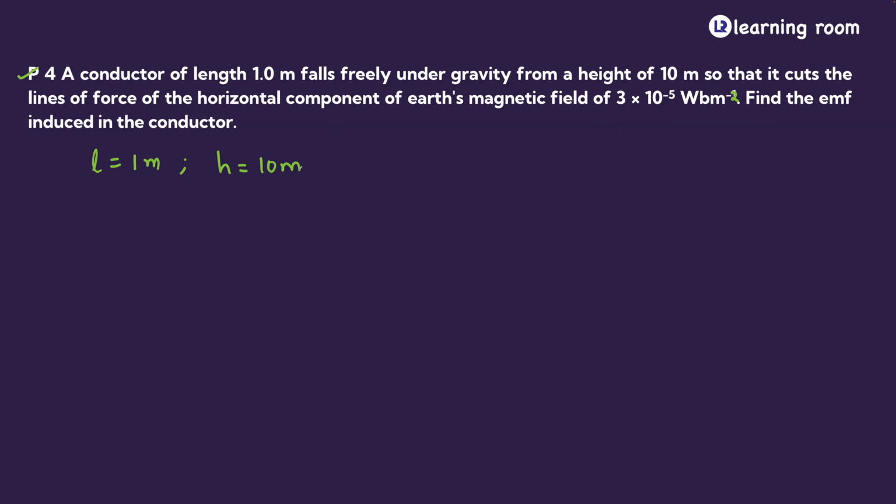In this case, what is happening is the Earth's magnetic field is horizontal, but the velocity of the object is perpendicular. So unlike the previous cases, here we don't need the vertical component of magnetic field, rather we need the horizontal component of magnetic field. So I will take BH as it is. BH is 3 into 10 power minus 5 Weber per meter square, which is Tesla. We need to find the EMF that is induced in it.